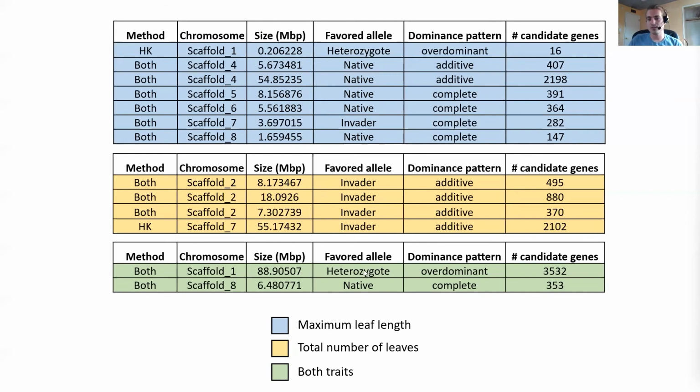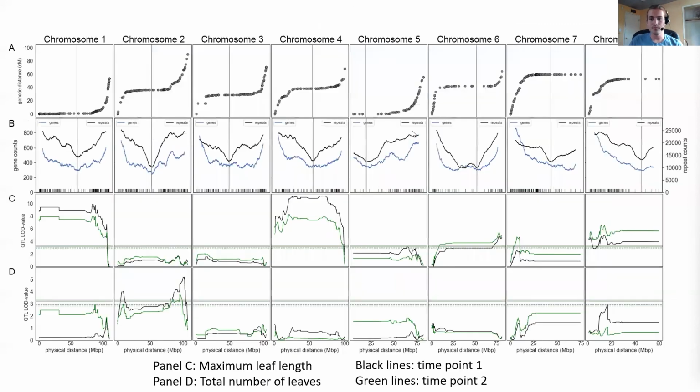For all 4 peaks associated with total number of leaves, the dominance pattern was additive, and the invader alleles at each QTL were associated with greater number of leaves. For the 7 peaks associated with maximum leaf length alone, we observed mixed patterns of dominance, and the parental allele driving larger leaves actually varied between the loci.